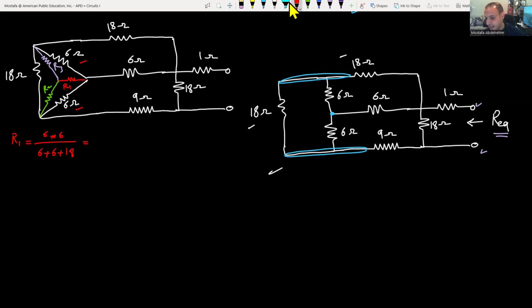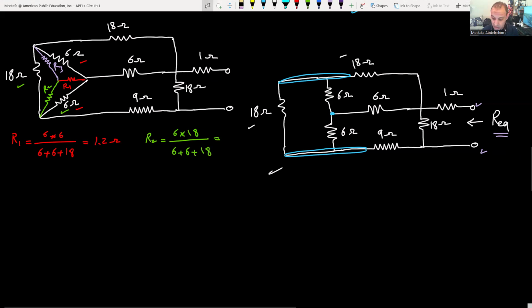Okay? You can do this very quick. I'm going to use my calculator here. So 6 multiplied by 6 divided by 6 plus 6 plus 18. That's 1.2 ohms. How about R2? It's the green one. It is between the 6 ohm and the 18 ohm. So 6 multiplied by 18 and the same denominator. Let's do that very quick here. 6 multiplied by 18 over 30, 3.6 ohms.